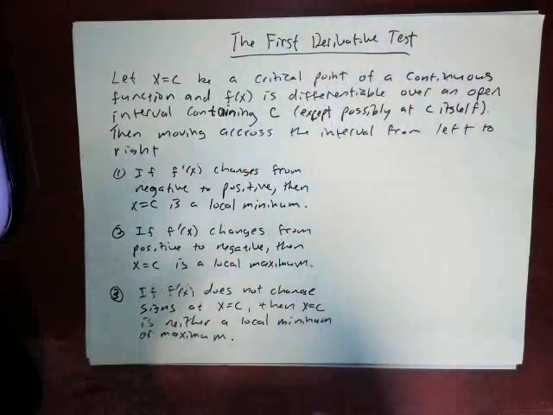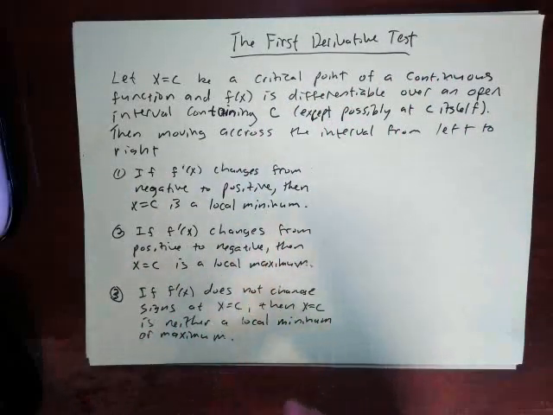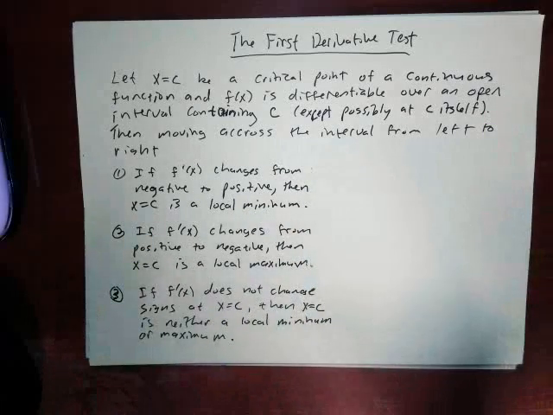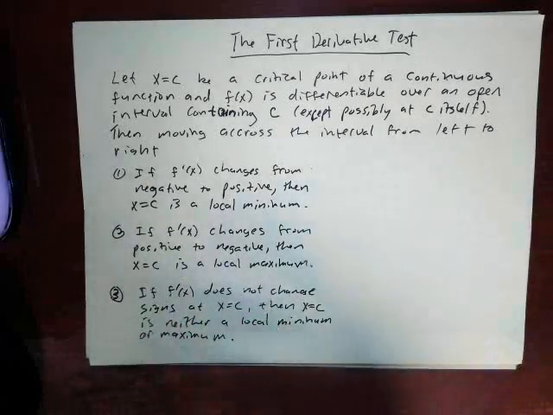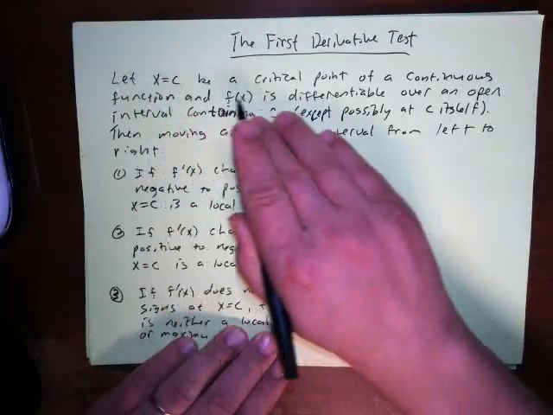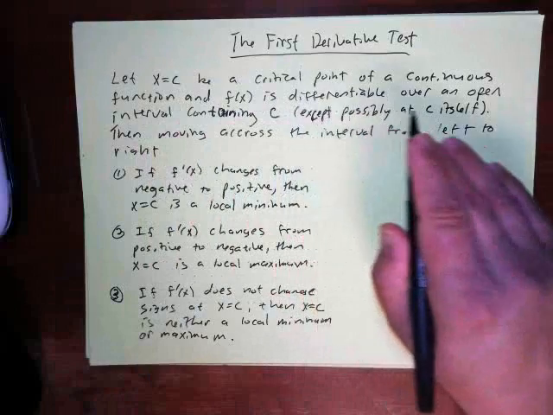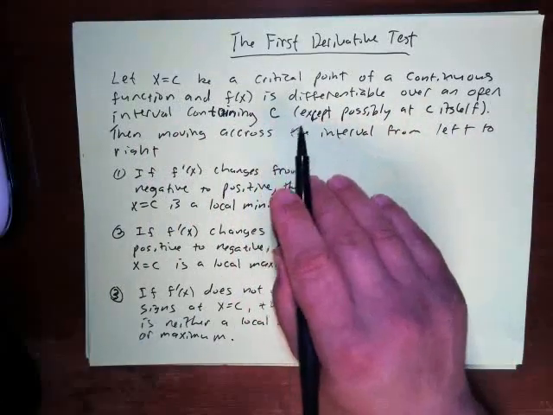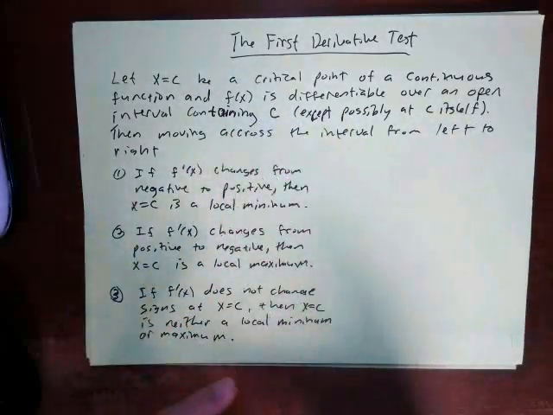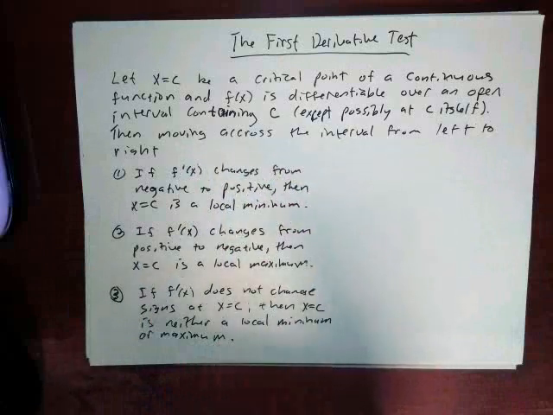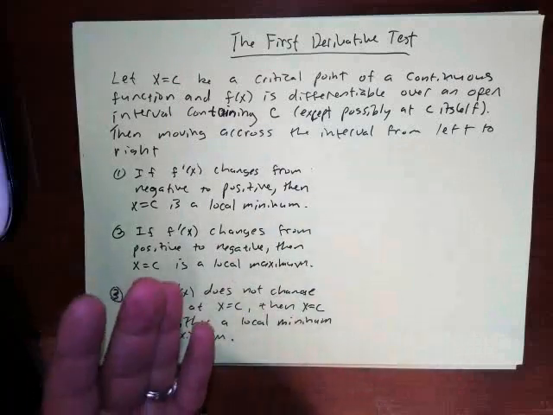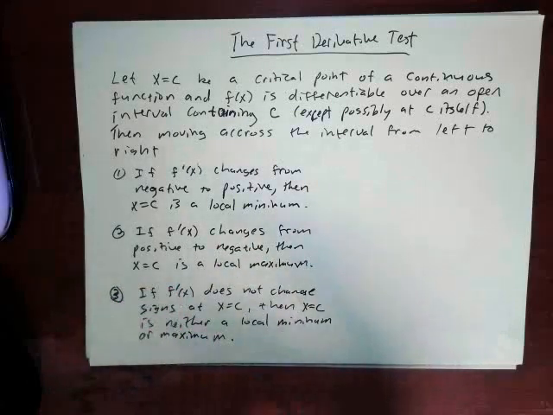The first derivative test is a way of testing that critical point to see if it's going to be a relative min, a relative max, or neither. This is the tool we need to analyze each critical point of a function. Let x equal c be a critical point of a continuous function, where f of x is differentiable over some interval containing c, except possibly at c itself, because remember a critical point could be where the derivative is 0 or the function's undefined.